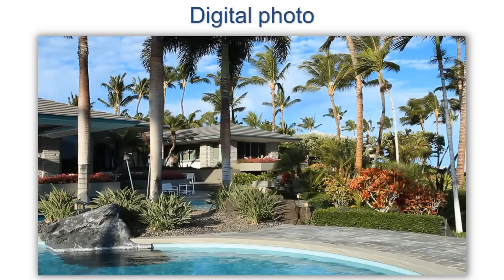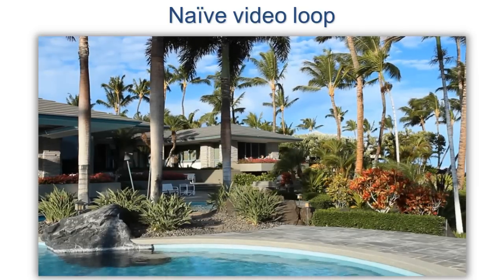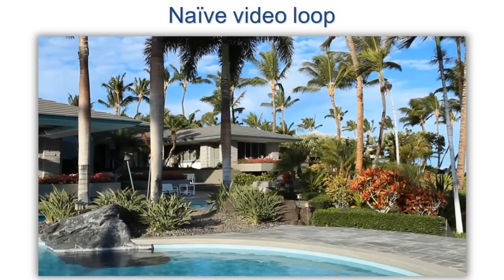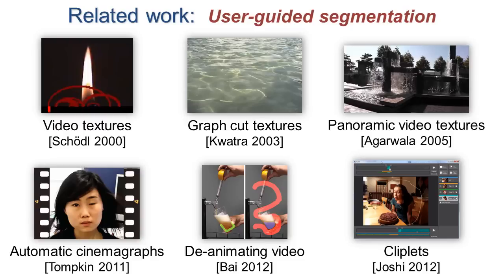Compared to a digital photo, a short video animation often gives a greater sense of presence. However, creating a nice video loop is difficult when there are many moving elements in the scene. Previous work involves user guidance to segment a complex scene into separate looping regions.